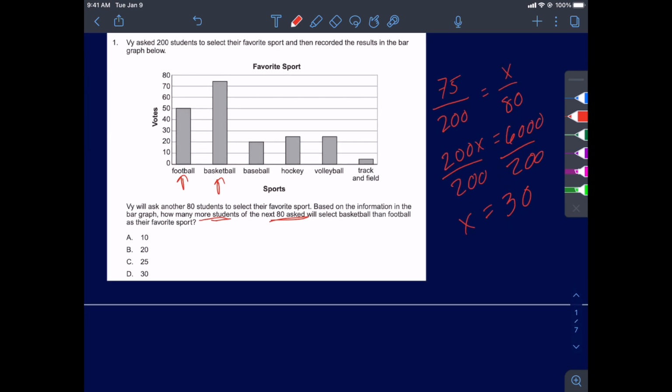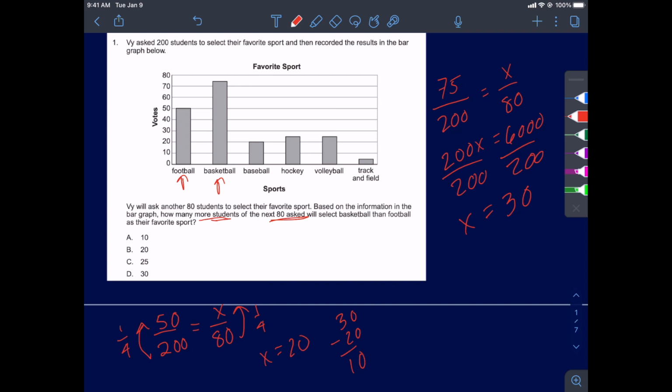Okay, so football is at 50 out of the 200. And we need to figure out how many that would be out of 80. Now, instead of using cross products like we did the first time, we can use a scale factor. I'm going to use a vertical scale factor. The denominator times 1/4 would be the numerator. So we can do the same thing on this side, which means X would be 20. So if 30 like basketball and 20 like football, 30 minus 20 is 10 more students like basketball than football.